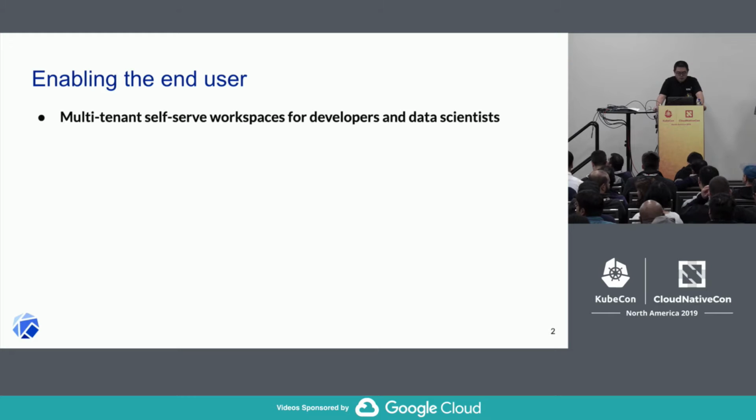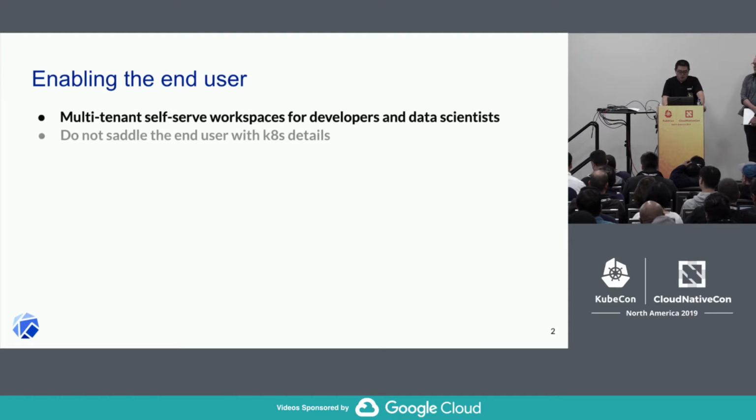Today's features are mostly around end users. We will enable end users with multi-tenant self-served workspaces for developers and data scientists. Imagine that you have a dynamically created and managed workspace for each of your team members. And we try not to burden the end user with Kubernetes details. Kubernetes has a ton of benefits, but apparently it has some disadvantages, like requiring too much Kubernetes-specific domain knowledge, which sometimes becomes a burden for end users.